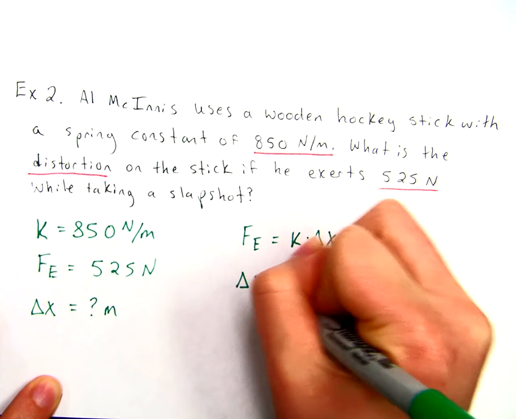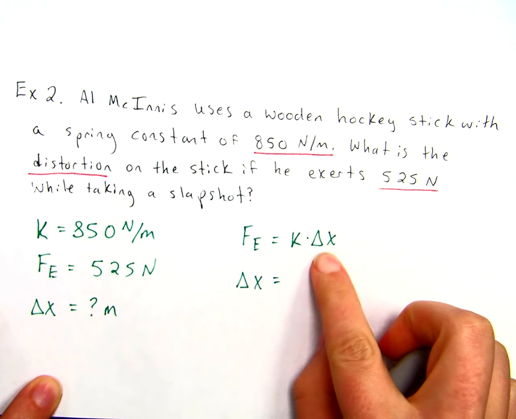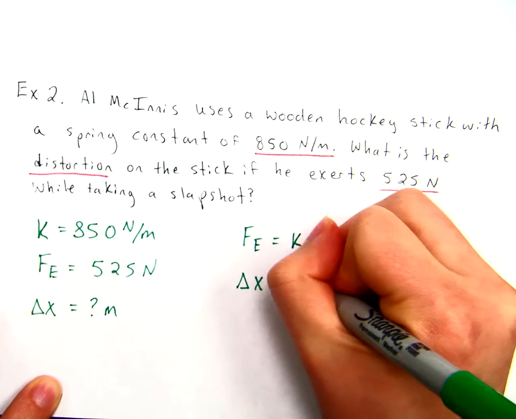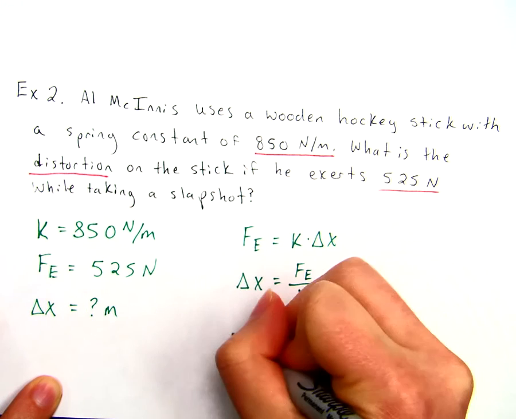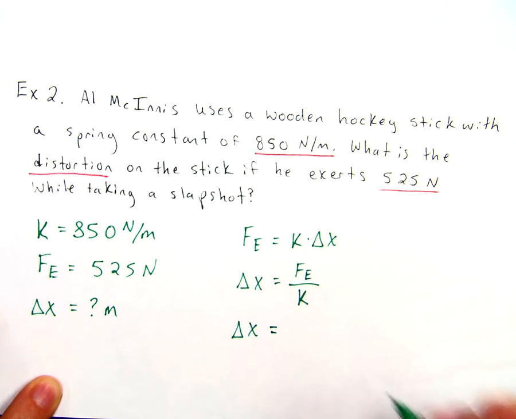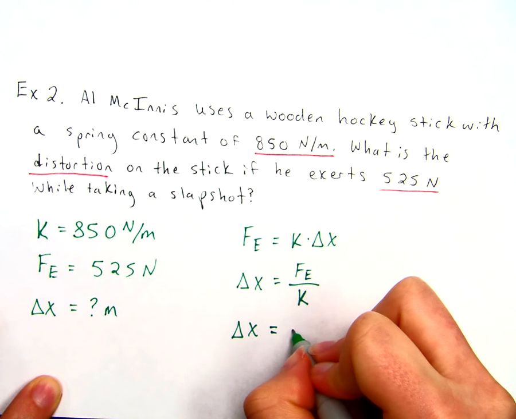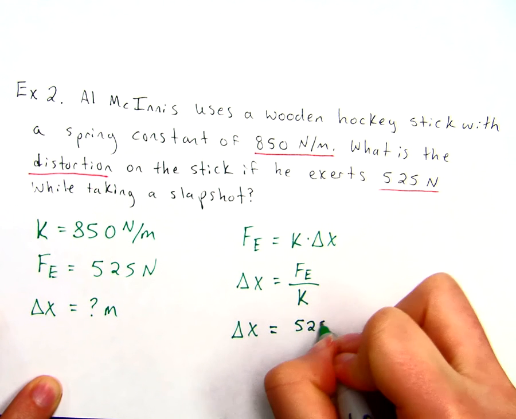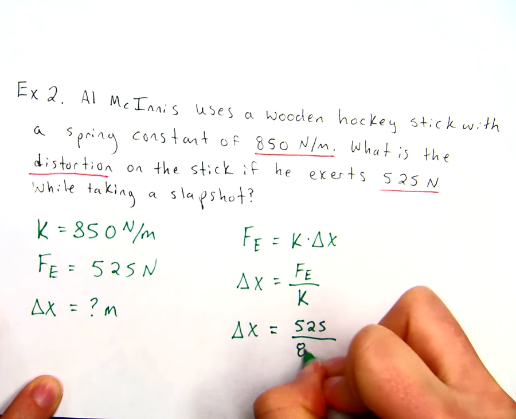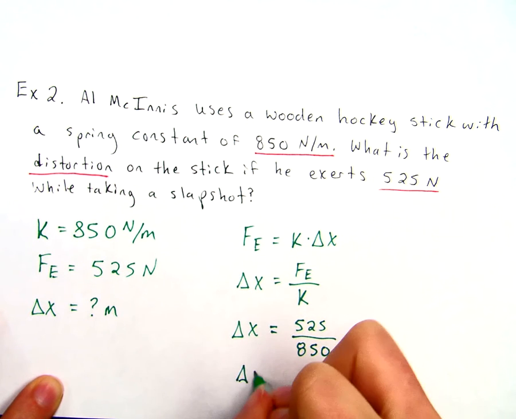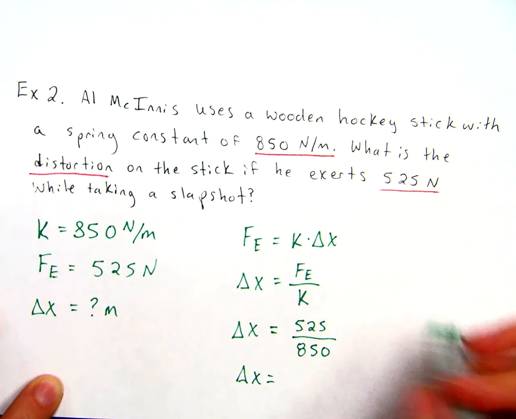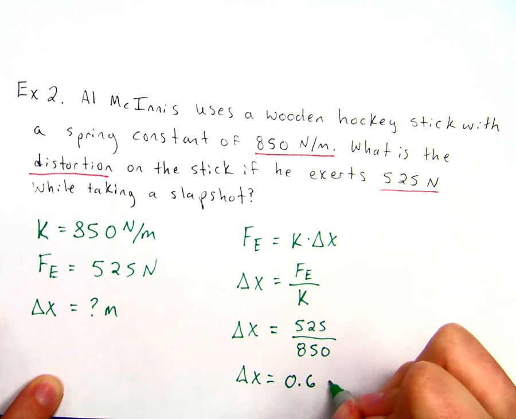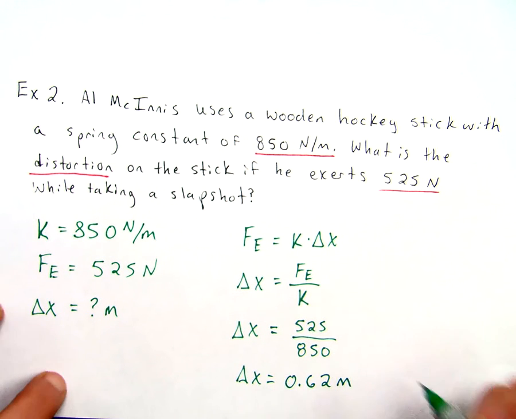from here we're going to rearrange. To get delta X by itself, I'm just going to divide both sides by K. So I've got the elastic force divided by K. Plug in your numbers. I'm going to have that 525 on top and the 850 on the bottom. And let's see, I got 0.62 meters.